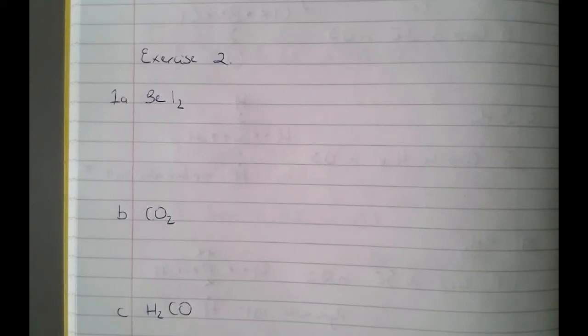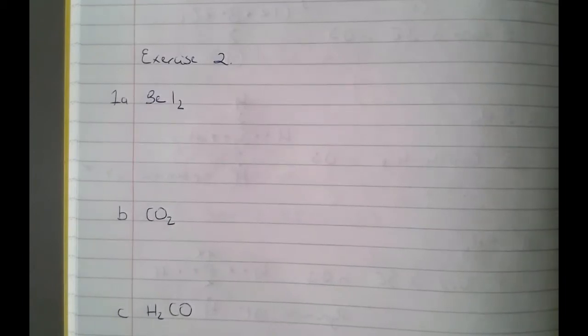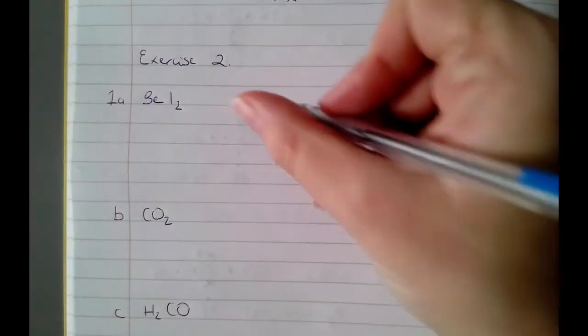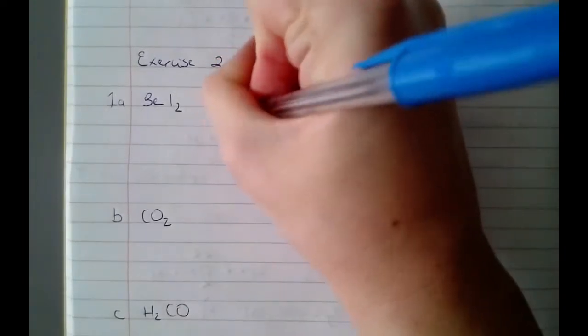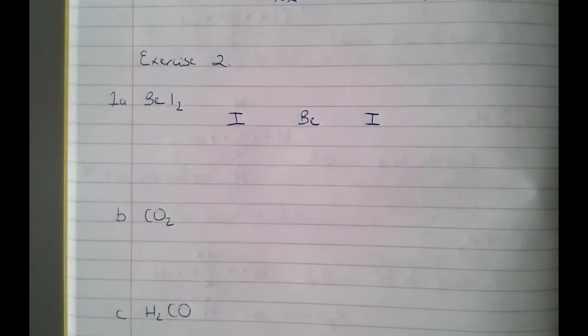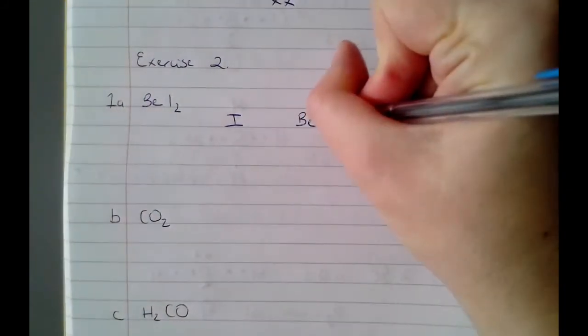Moving on to exercise 2, same story. Question 1 is the same thing again, but in exercise 2 we're going to be encountering some double bonds, which we didn't have in exercise 1. So the first up I've got is beryllium. Beryllium is in group 2, and it's bonding to 2 iodine atoms. Because it's in group 2, it's only got 2 outer shell electrons.